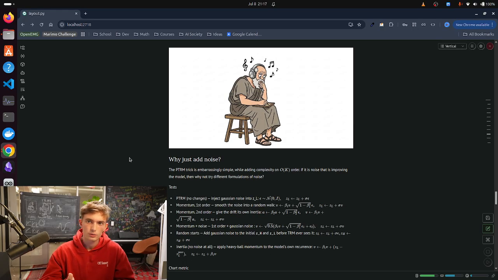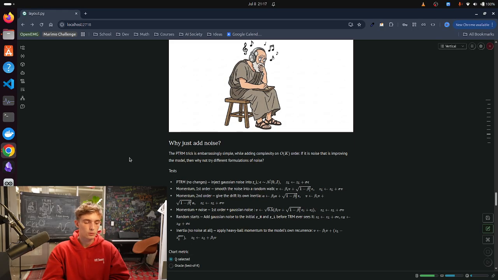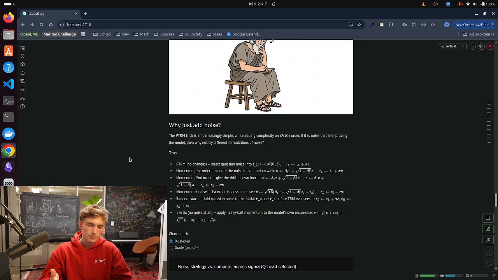So why just add noise? This is something that came through my head. Why are we just adding noise at every single step? Because what if we're correct and we're throwing off the reasoning? So we can actually exit the correct minima.